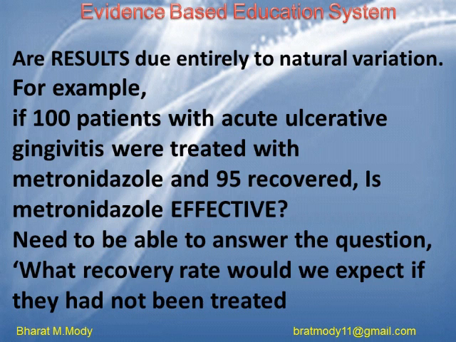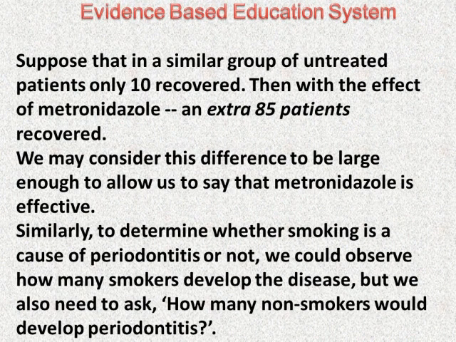Are results due entirely to natural variation? 100 patients with acute ulcerative gingivitis were treated with metronidazole, 97 recovered. So is this recovery due to the drug? This was a question which I had asked previously also. The recovery rate should be compared. Suppose that in a similar group of untreated patients, 10 recovered without having been given metronidazole. In other words, an extra 80% of patients recovered from that particular point. This difference, we can consider as metronidazole being effective.